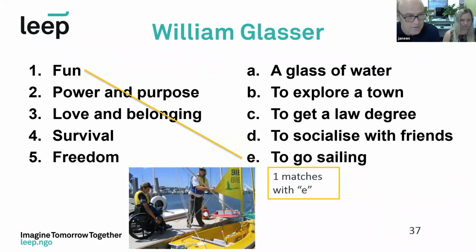Well, look, here they come. 2, power and purpose, to get a law degree. 1E, someone agrees with me. Excellent. 2C, to get a law degree. 4A, a glass of water helps us survive. 3D, love and belonging, to socialise with friends. And finally, 5B, to explore a town. All right, we're all in great agreement there. Thanks, everybody.